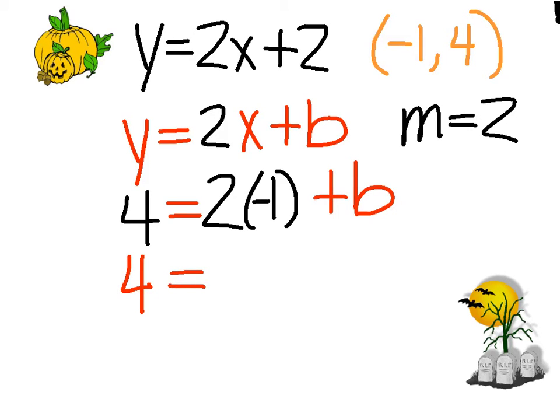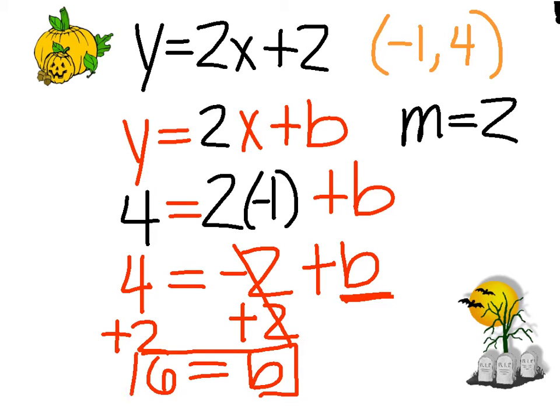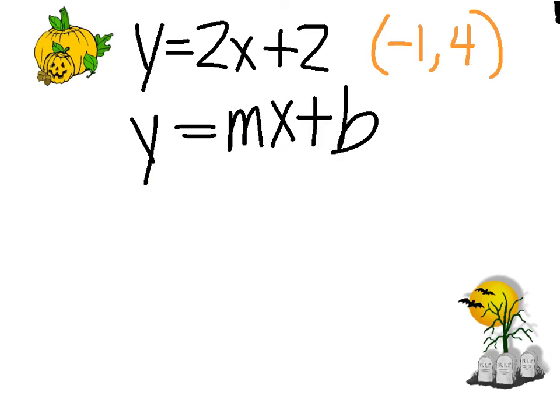Alright, we're going to do 2 times -1, so we'll have 4 on the left, and 2 times -1 gives us what? -2 plus b. Alright, now what do we need to do? We need to add 2 to both sides. Remember, we're solving for b, so we add 2 to both sides. So on the right side, our -2 and +2 give us 0, so we'll be left with b on the right. On the left, we have 4 plus 2, and 4 plus 2 is what? 6. So our b is going to be equal to 6.